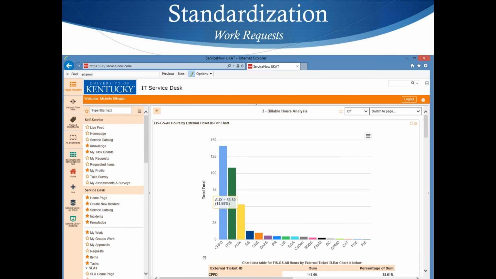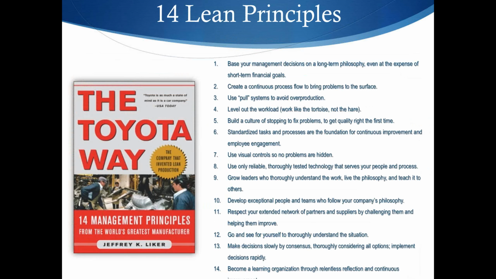But our recommendation is that you can, and you just need to start. And we're not making this up. We're actually following the Toyota way. And these are the 14 lean principles. Now, I won't read all of these principles, but I do want to read the first one because it's extremely important. And that is that you need to base your management decisions on a long-term philosophy, even at the expense of short-term financial goals. Number one, you have to create a culture that believes in this.